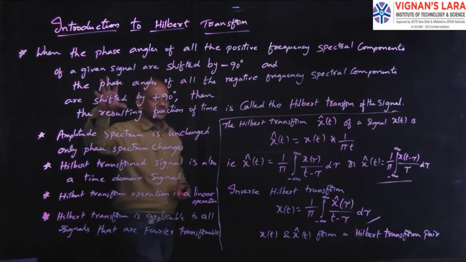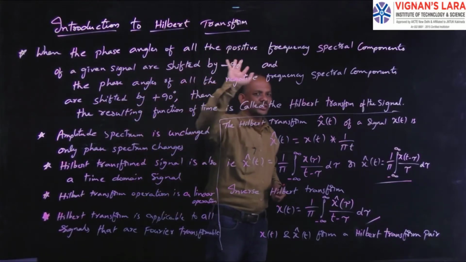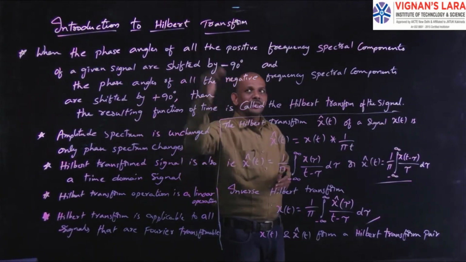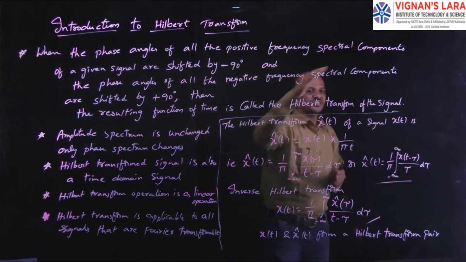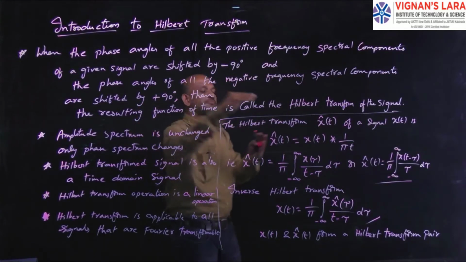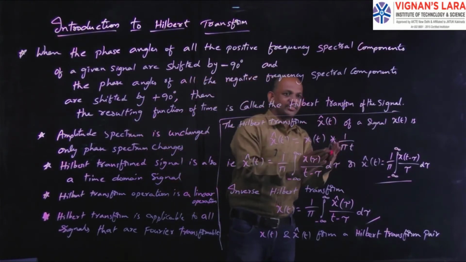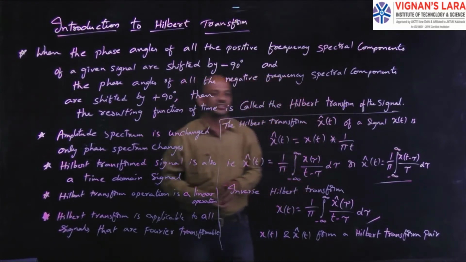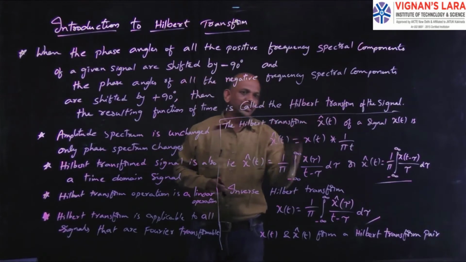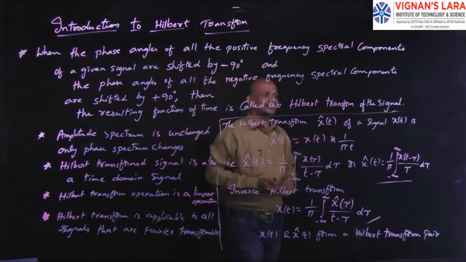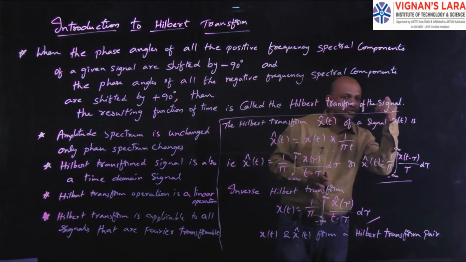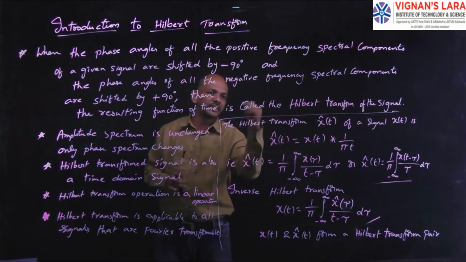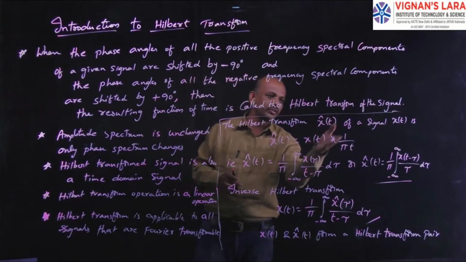First I gave the definition of the Hilbert transform, what a Hilbert transform is. In this Hilbert transform only two things happen. The positive frequency spectral components shift by minus 90 degrees and negative frequency spectral components shift by plus 90 degrees. If the shifting takes place like this, then the resulting signal is called the Hilbert transform of the signal. Mathematically, the Hilbert transform of the signal x of t is the convolution of that signal with 1 by pi t. That is, x cap of t, where x cap of t is the representation of the Hilbert transform, equals x of t convolved with 1 by pi t.